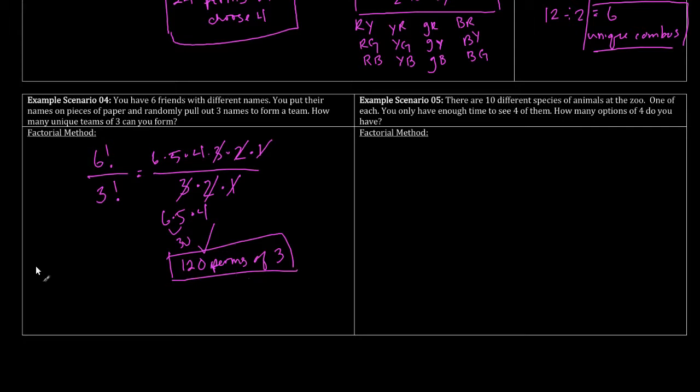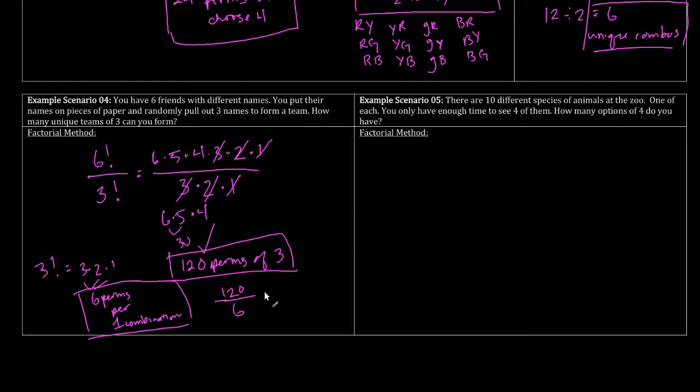Now, any combination of 3 can be represented 6 different ways. Let's see how we put it. 6 permutations per one unique combination. That means the combination can show up 6 different ways. So you do 120 divided by, or we're going to take away all the repeats.